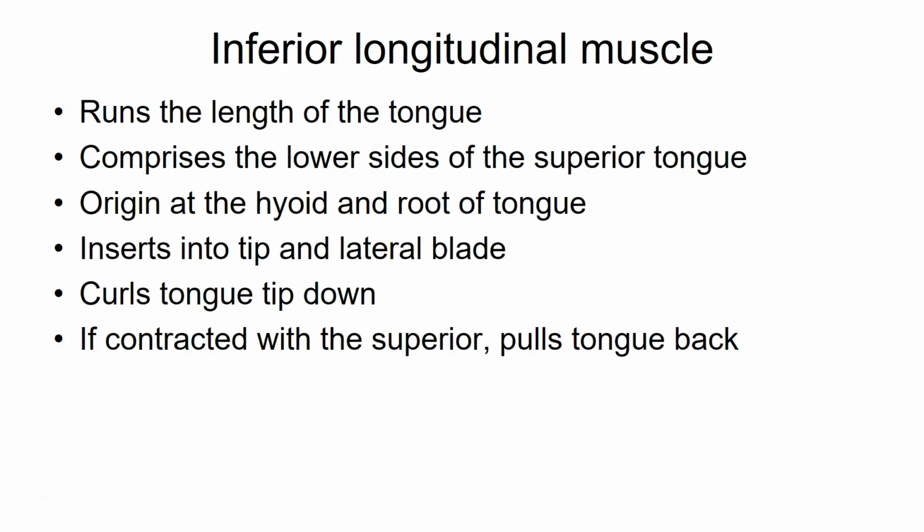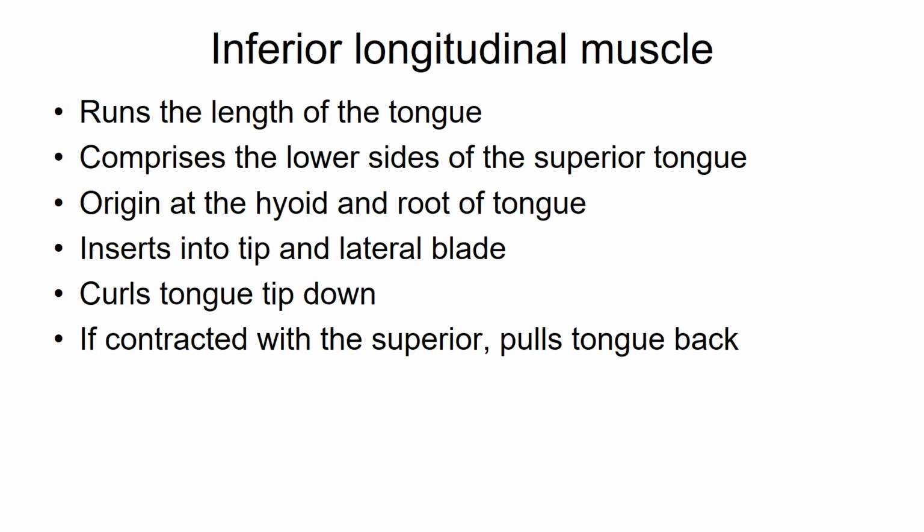The inferior longitudinal muscles run the length of the tongue and comprise the lower sides of the superior tongue. They originate at the hyoid bone and root of the tongue and insert into the tongue tip and lateral blade inferior to the superior longitudinal muscle. This muscle can be used to curl the tongue tip down to keep the tongue tip from contacting surfaces during some tongue articulations.